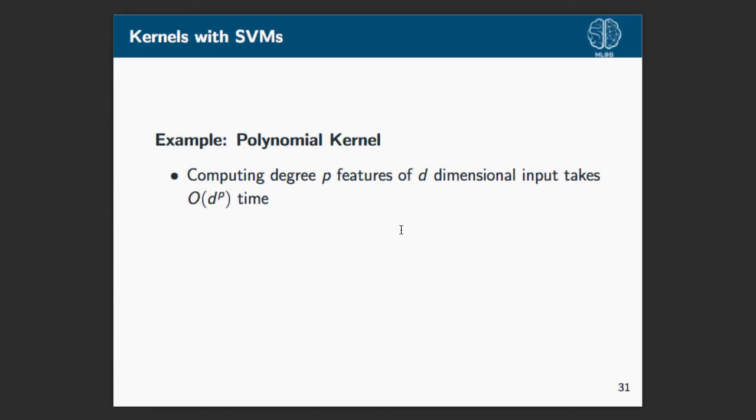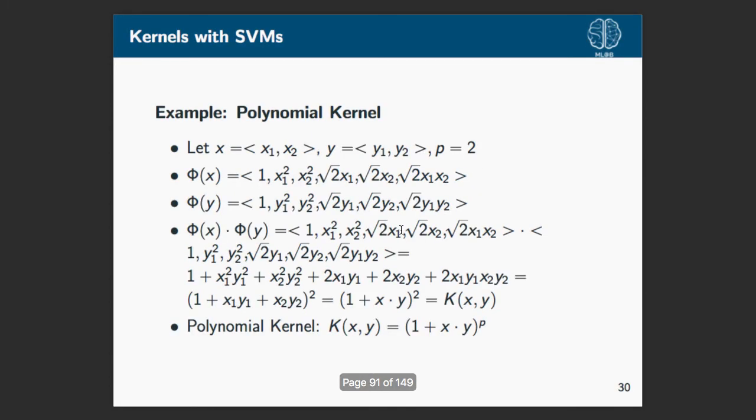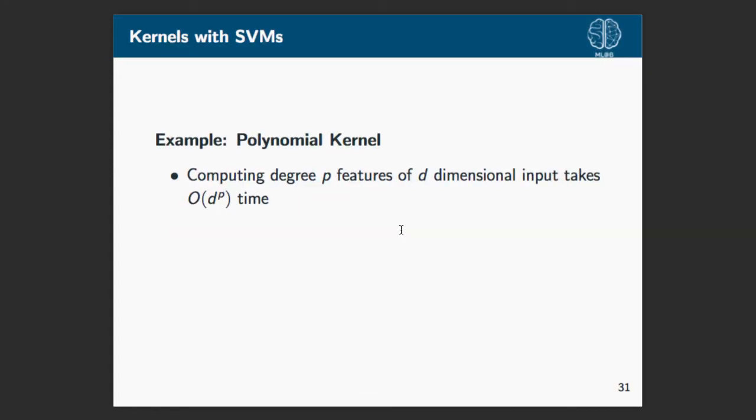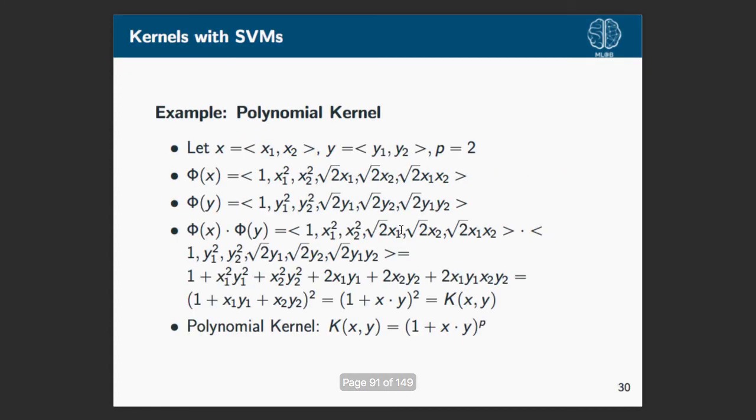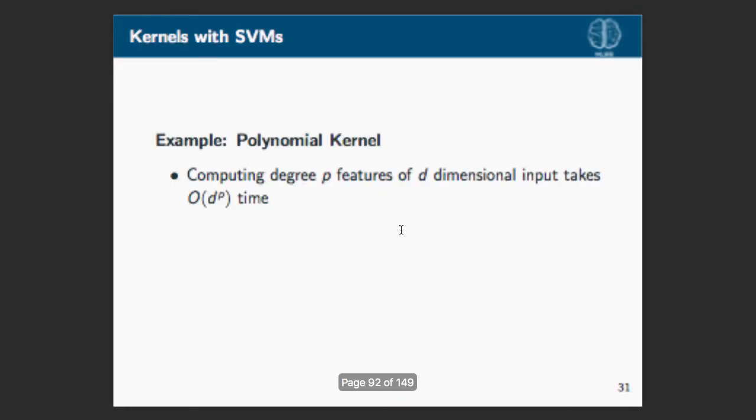So what's the importance of this? Computing degree p features of a d-dimensional input takes roughly order d to the p time. Here, this is just two-dimensional and degree 2, and that already made the vector pretty long. In general, doing this full transformation of phi(x) for polynomials will take order of d to the p time, which is exponential.